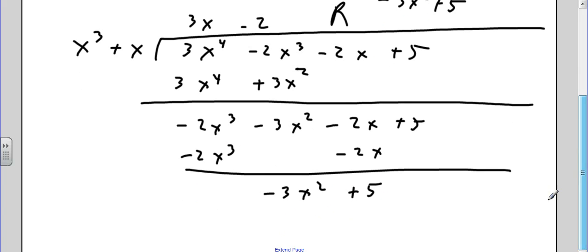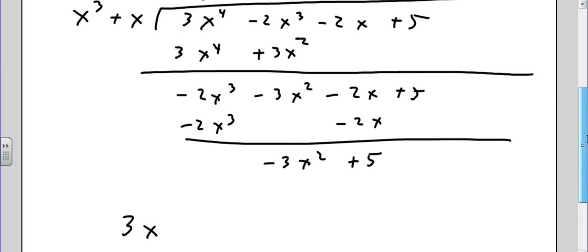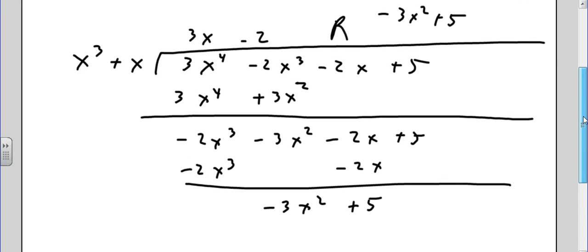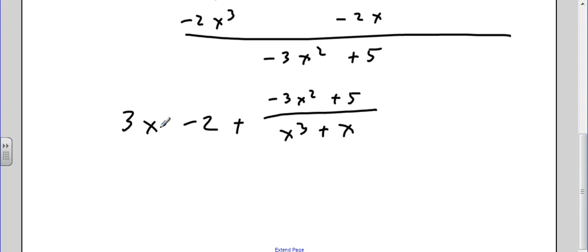So my answer is going to look like 3x minus 2 minus 3x squared plus 5 over x squared plus x cubed plus x. All right, so now this guy's not a fraction, but that guy's a fraction. Now I have something with lesser order on the top than on the bottom, so now I can do my partial fractions on him.